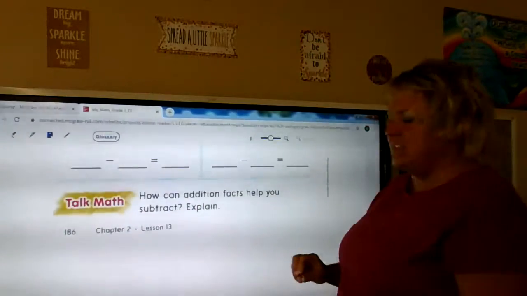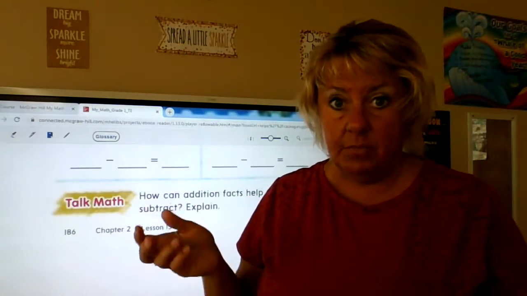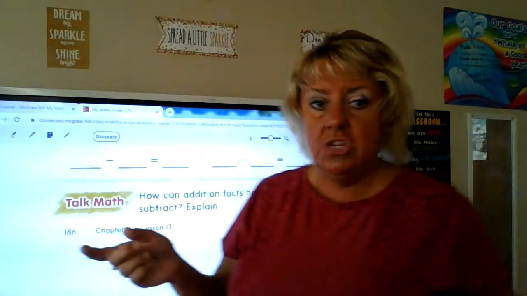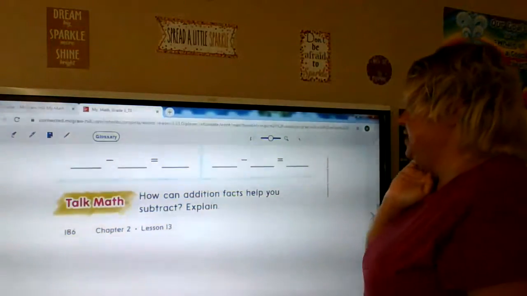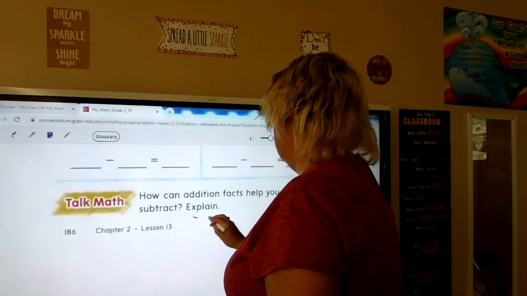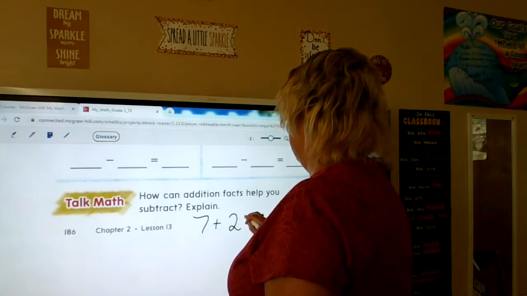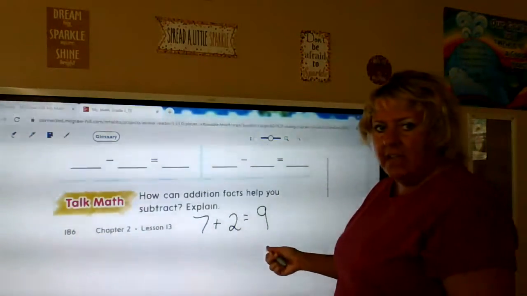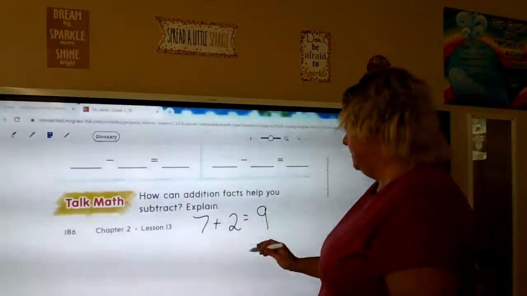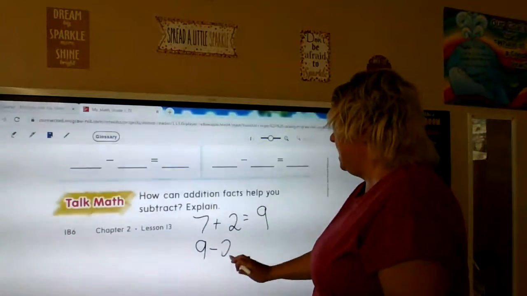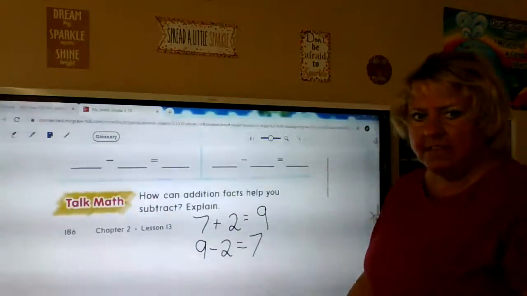How can addition facts help you subtract? Like we just said, addition and subtraction go hand in hand. If you know addition, you know subtraction. If you know subtraction, you know addition. So 7 plus 2 equals 9. If I know this, how can I subtract? Then, if I know this, I know that 9 minus 2 equals 7.